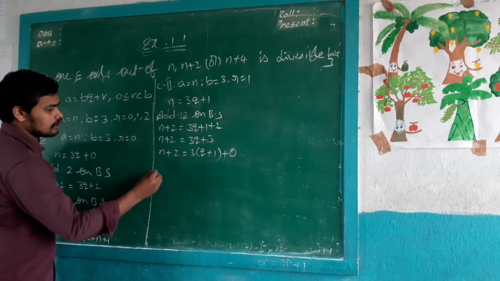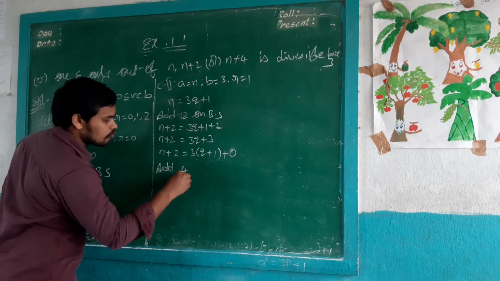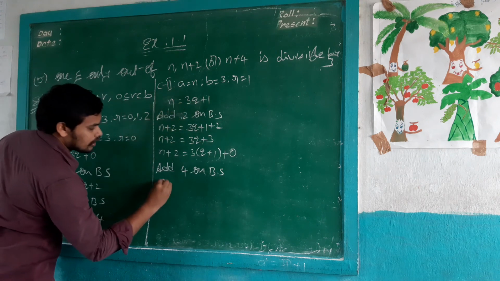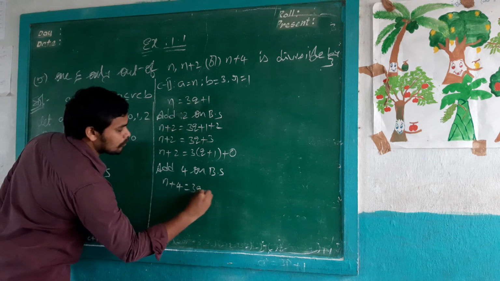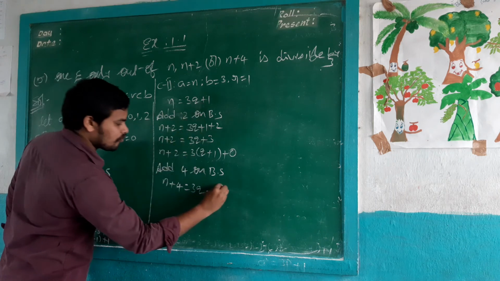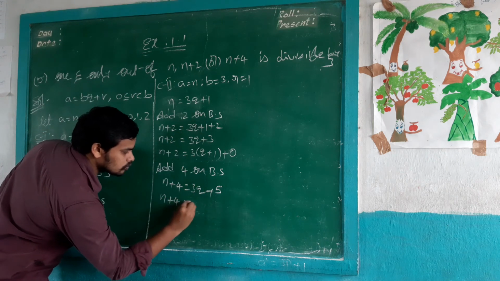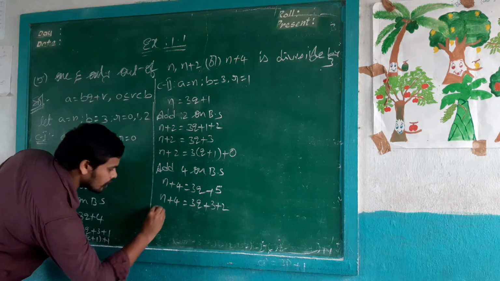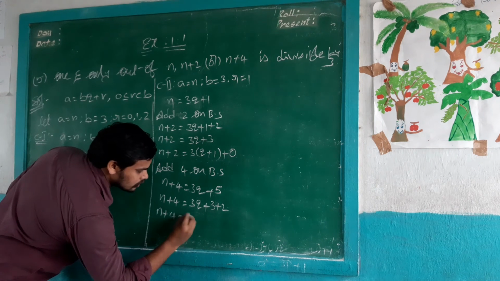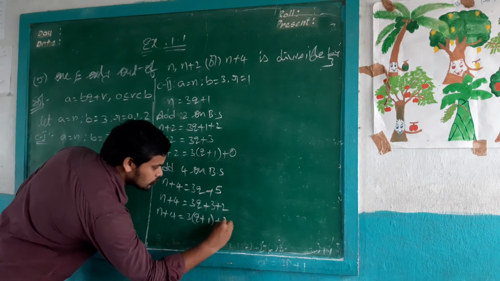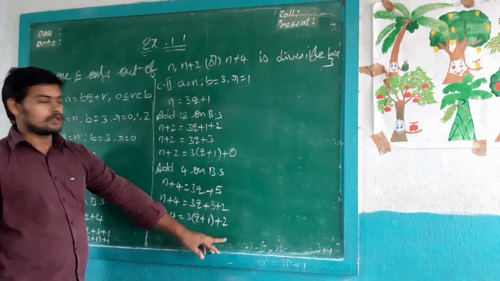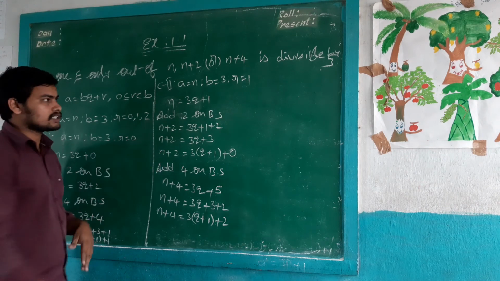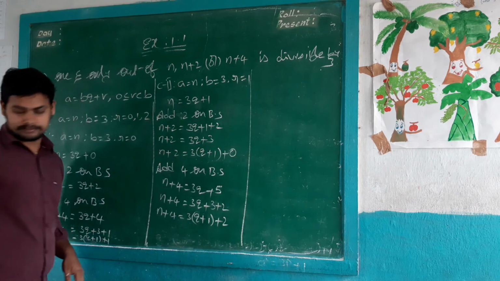Now add 4 on both sides to this equation. n plus 4 equals 3q plus 1 plus 4, which is 5. Again n plus 4 equals 3q plus 5, which can be written as 3 plus 2. So n plus 4 equals 3 times q plus 1, plus 2. Here also the remainder is 2. So in this case it holds for n plus 2. Okay, next case 3.